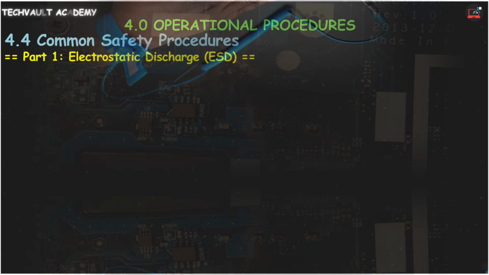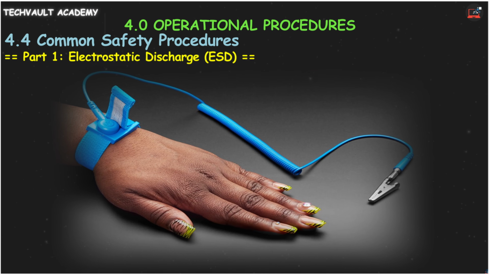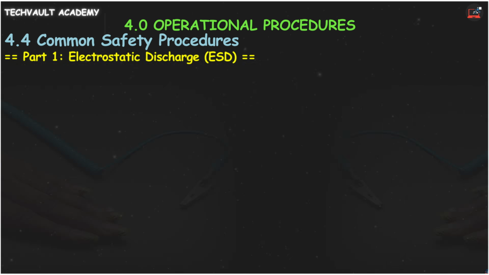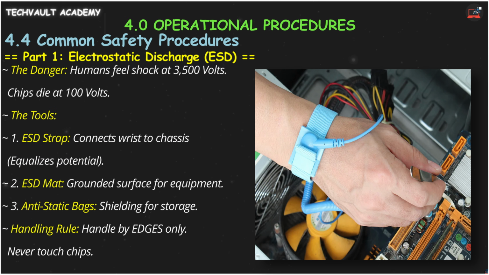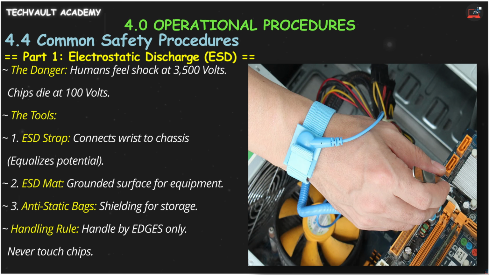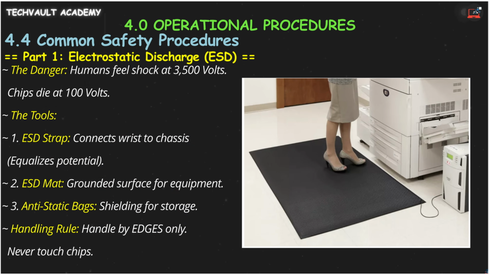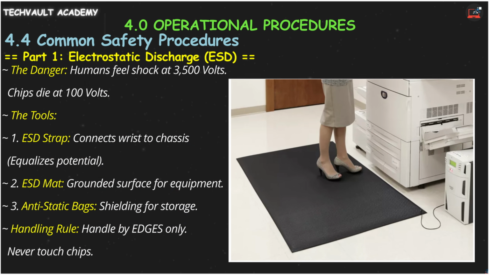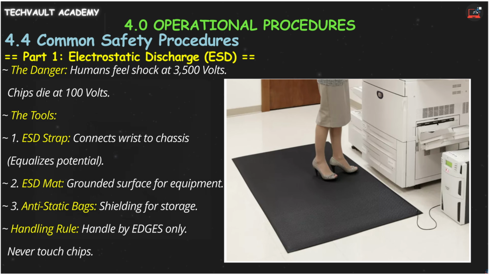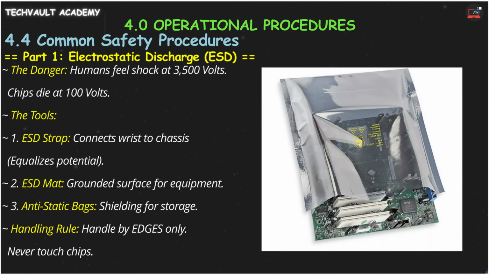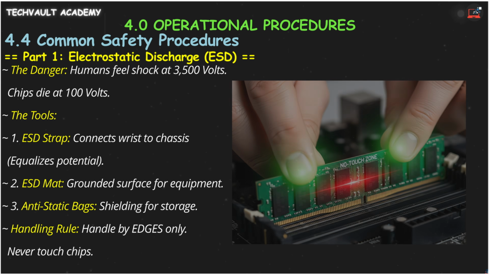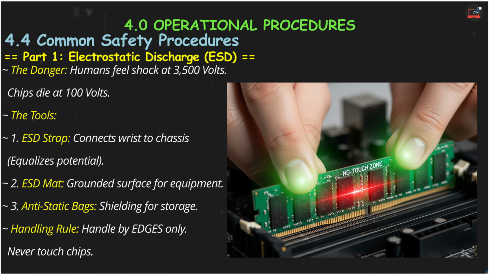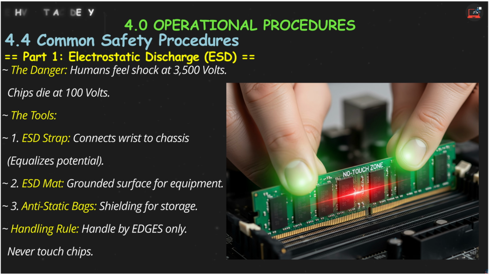To stop this, we use equalization tools. The ESD strap connects your wrist to the metal chassis, keeping you at the same electrical potential as the device. We also use ESD mats to stand on or place equipment on. When storing parts, use anti-static bags, specifically the silver ones that shield against discharge. And always, always handle components by the edges. Never touch the chips directly.